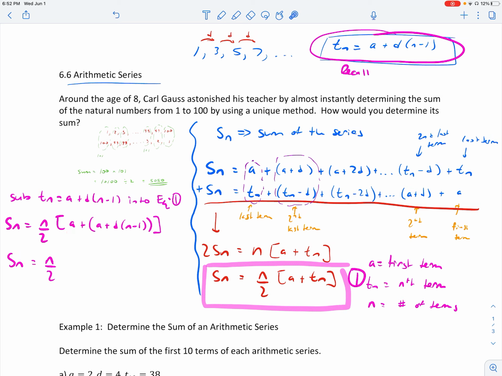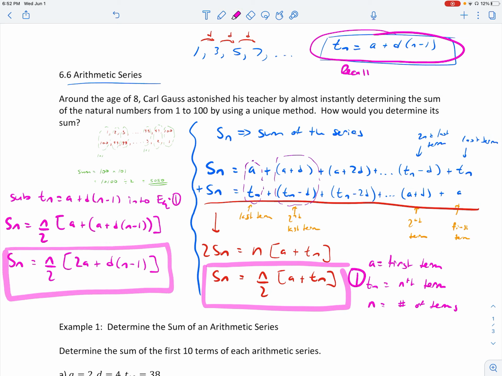Well, I can drop the brackets because we're just adding the terms. And A plus A is going to be 2A, just by adding those together. Okay, and this is our second formula that we can use to find the sum of an arithmetic sequence. So I'll call that number 2.